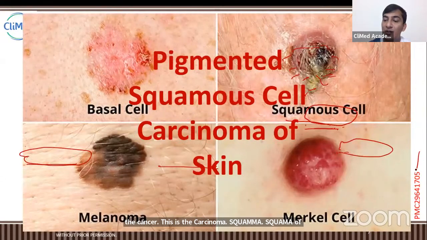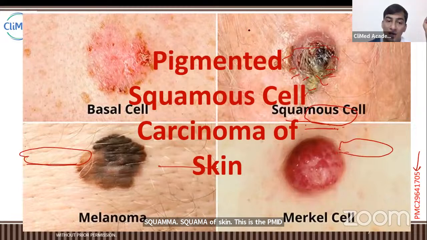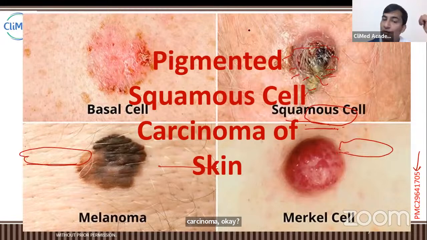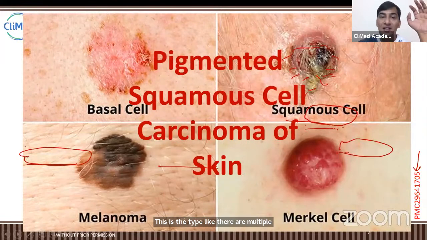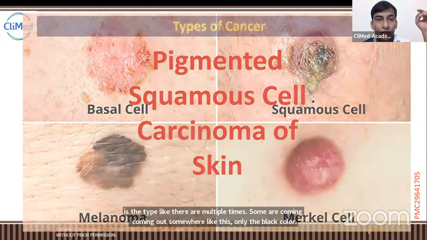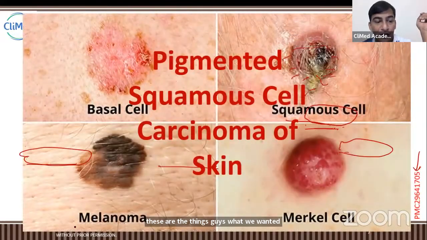This is the PMID. You can access the case here. Okay, this is the squamous cell carcinoma. Is it the suppressed form? No, this is not the suppressed form. There are multiple types, some are like this, some are only black in color. So these are the things, guys, that we wanted to discuss with you today.